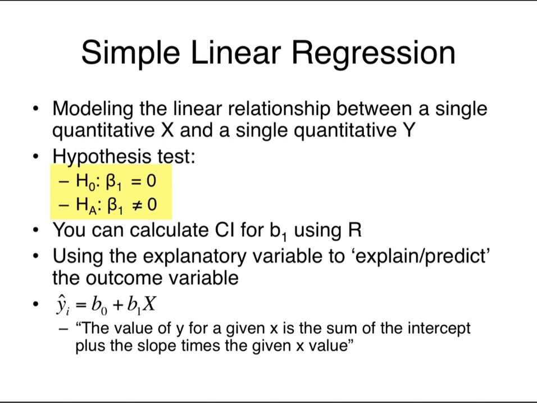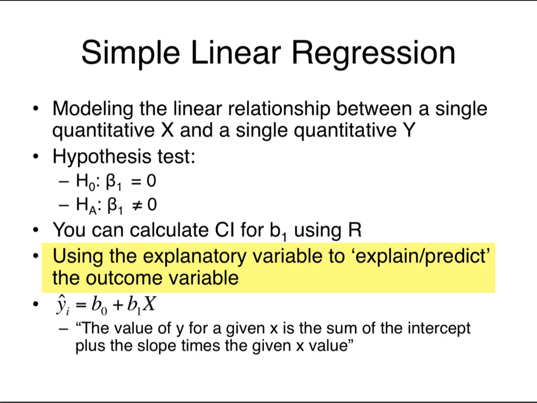The null hypothesis is that our beta 1, also known as the slope, of the relationship between x and y equals 0. The alternative hypothesis is that the beta 1, or slope, does not equal 0. You can calculate the confidence interval for the slope using code in R. So with simple linear regression, you're using knowledge of your explanatory variable to explain or predict your outcome variable.